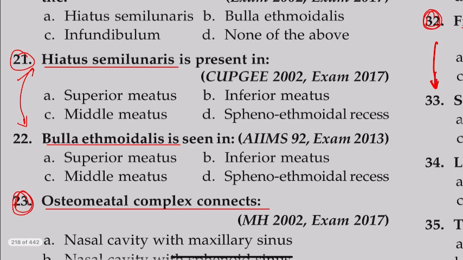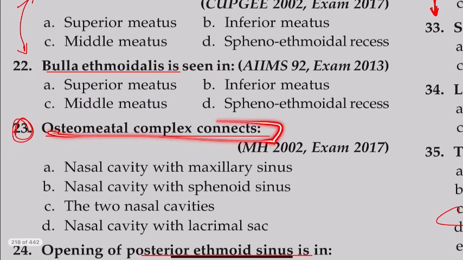Below, bulla ethmoidalis is seen in, now where is bulla ethmoidalis seen? It is also seen in the middle meatus, bulla ethmoidalis and hiatus semilunaris. The ostiomeatal complex connects what? It will connect the nasal cavity with the maxillary sinus, right?